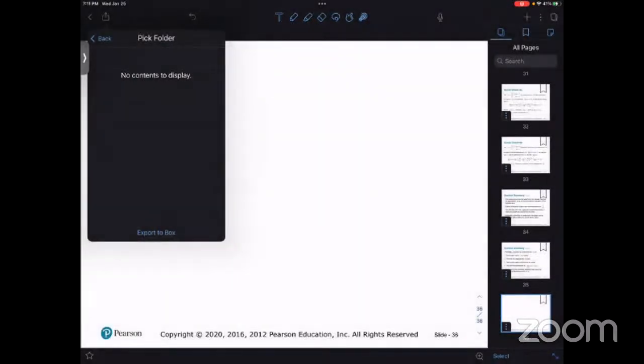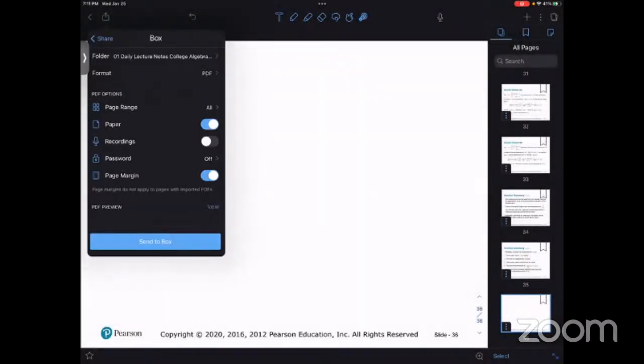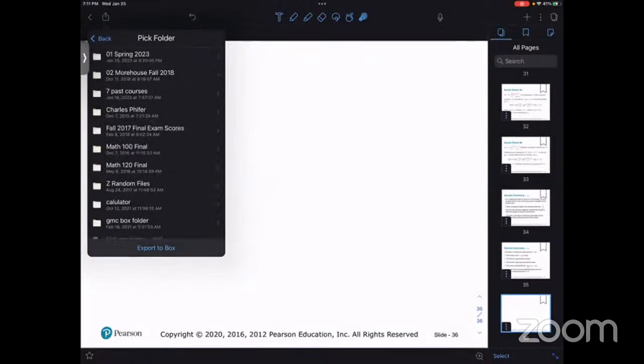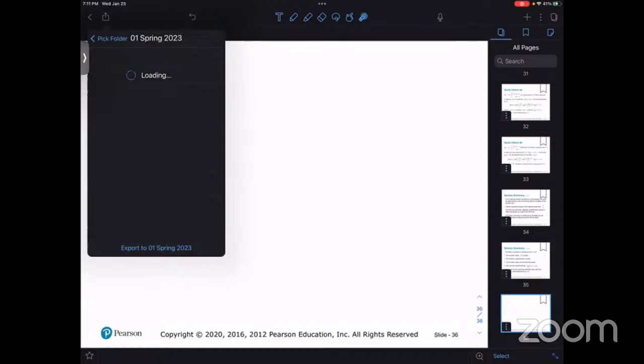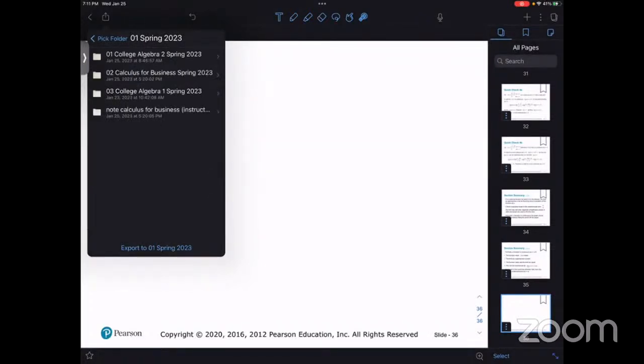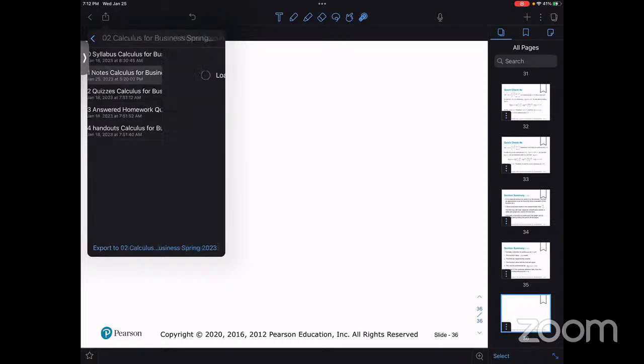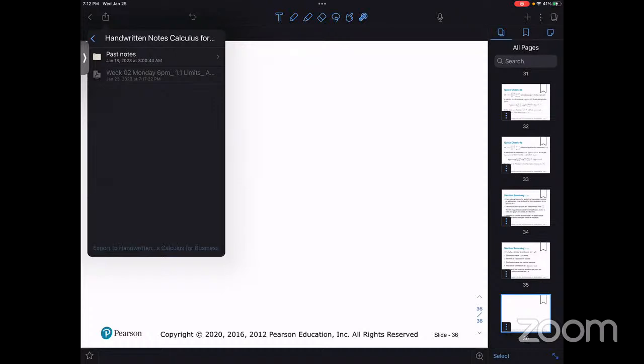Are you going to do this for every folder? Thank you. This is calculus for business. Notes. Handwritten notes. And we're going to put it here. It's in the box, okay. So when this bar finishes loading, you'll get a copy of anything that you saw me writing regarding the notes for today. And if there aren't any burning questions, we're going to go ahead and end the session here.